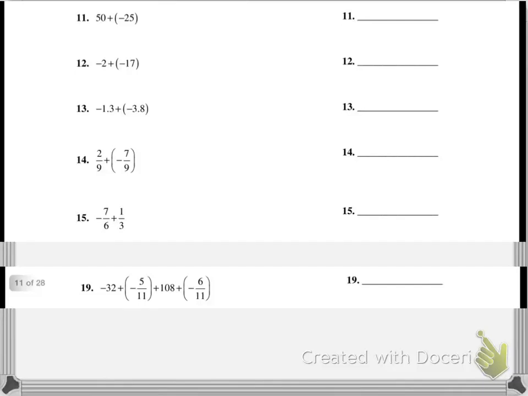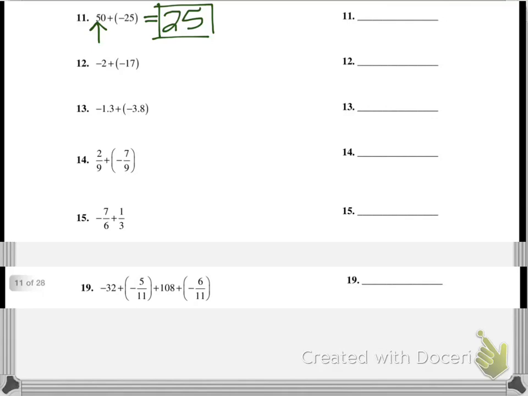Since we're going to actually subtract when the signs are different, that means our answer is going to be a positive 25, because 50 minus 25. So you're actually going to subtract their absolute values, and whichever one is larger is going to be the sign that you pick. So since 50 is larger than negative 25 and it's positive, our answer stays positive.